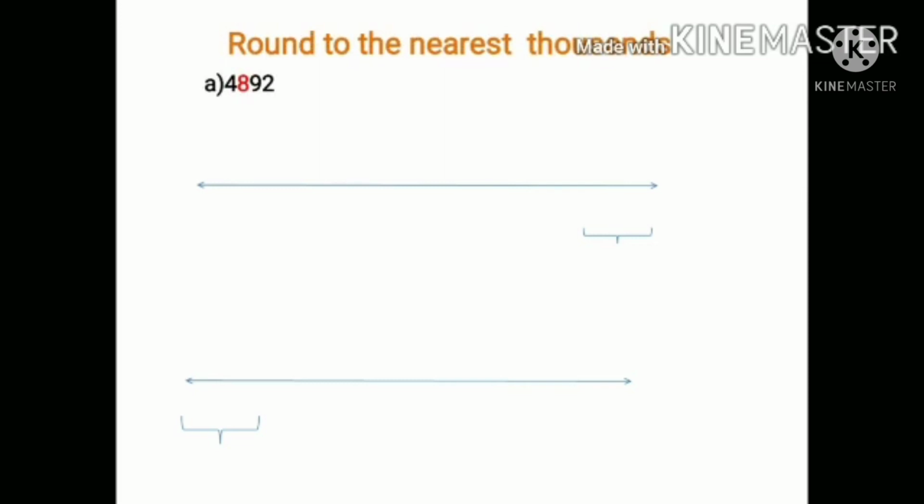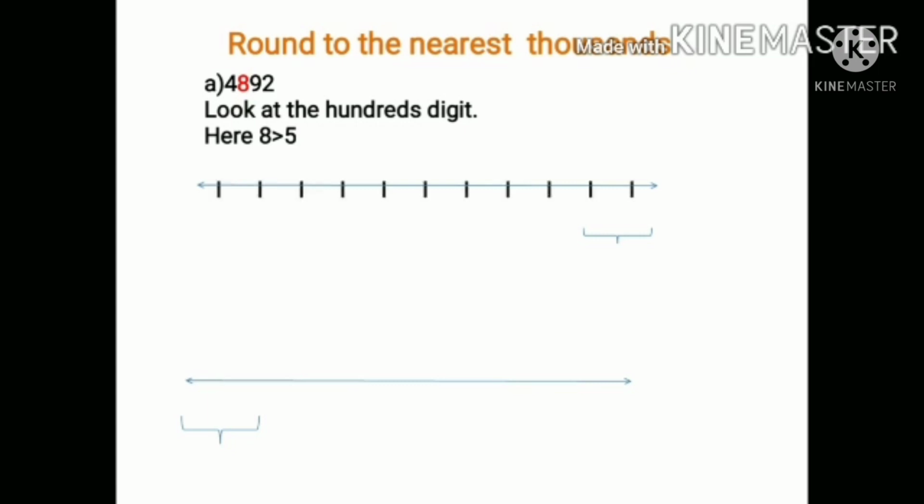The first example is 4892. When we round a number to the nearest thousands, we have to look at the digit in the hundreds place. Now, what is the digit in the hundreds place here? 8. And 8 is greater than 5. So, the number should be rounded up. Now, let us see where the number lies between. The number lies between 4000 and 5000. And 4892 is nearer to 5000. And as it has to be rounded up, the number is rounded to 5000.